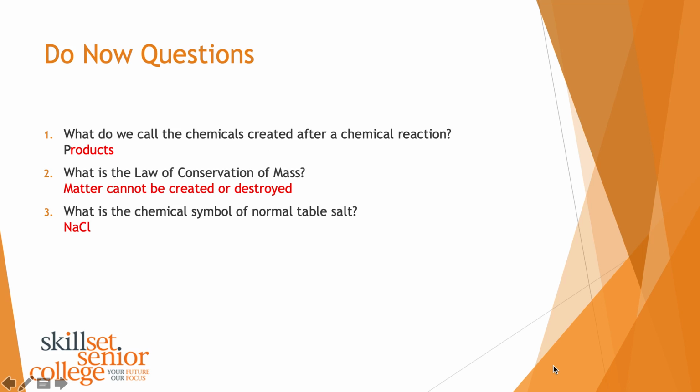So, what do we call chemicals created after a chemical reaction? We call them the products. Products, they are what are produced from the chemical reaction, and you'll have seen that in the experiment that I'm going to do. Or what I did, you have seen it already.